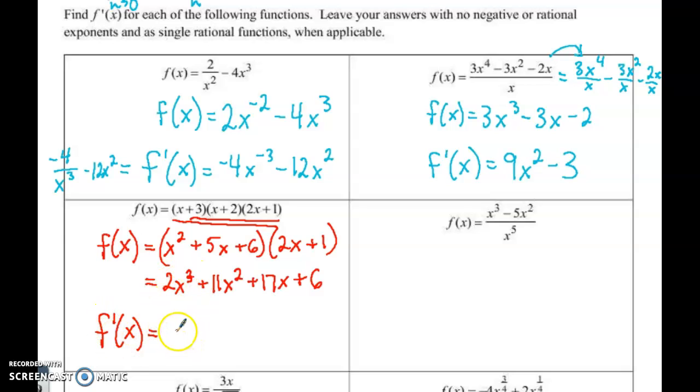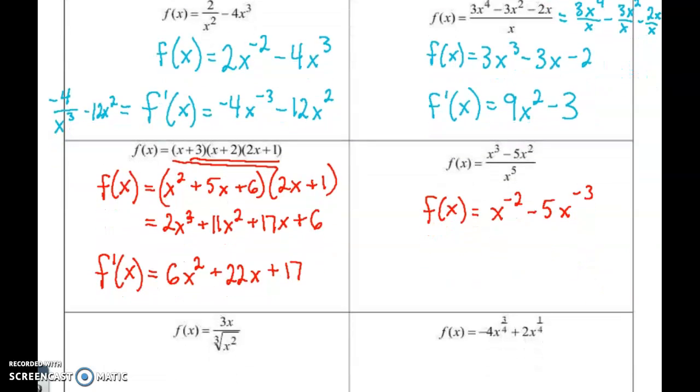So now do our 2 times 3, subtract 1. 11 times 2, subtract 1, and then you're just left with 17 for that answer. Again, rewrite. Rewriting will make it your friend. You can divide each piece, so that would be x to the negative second power minus 5x to the negative third power. So now we can find the derivative.